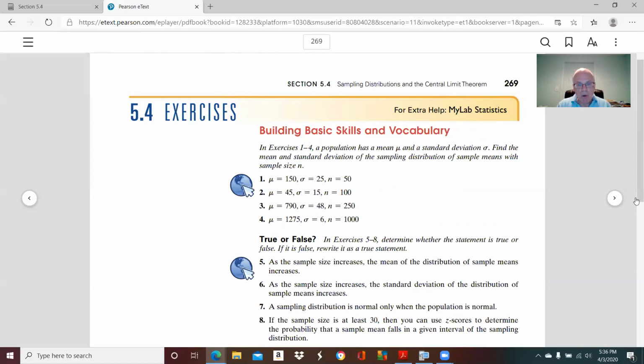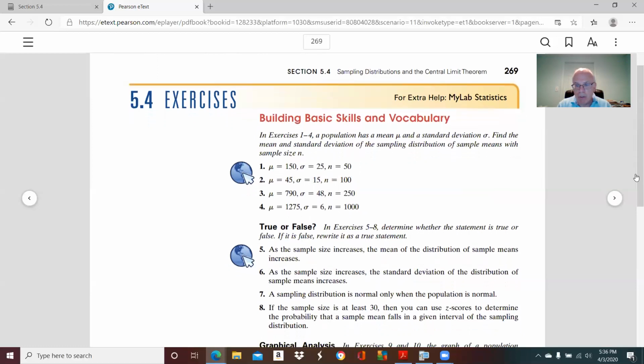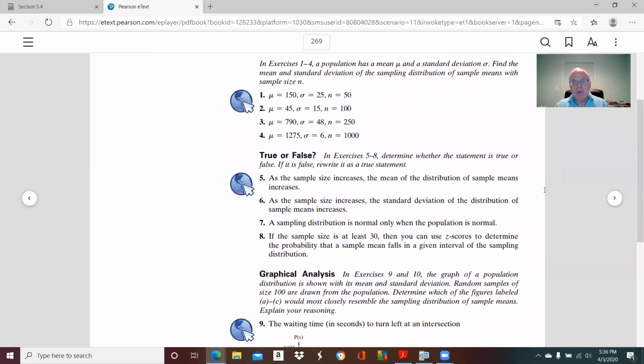All right, so let's look at questions 5 through 8. These are true-false questions based on what we learned over the last 2 sessions. I hope you can answer them, but we'll go through them now. And I have written down the answers to these questions, and I will show you the answers in a second. But let's look at question 5 here. We're supposed to just say, is it true or false? As the sample size increases, the mean of the distribution of sample means increases. Just think about that for a minute. Is it true or false?